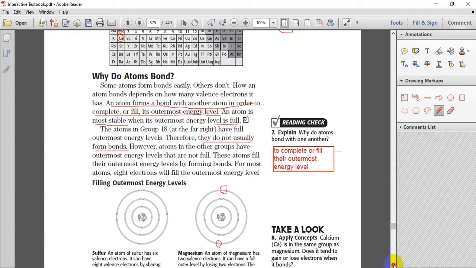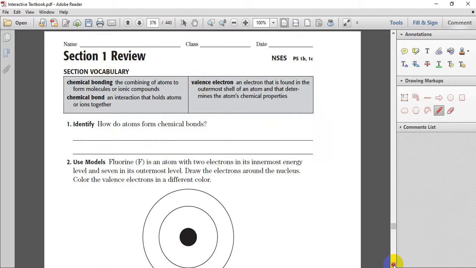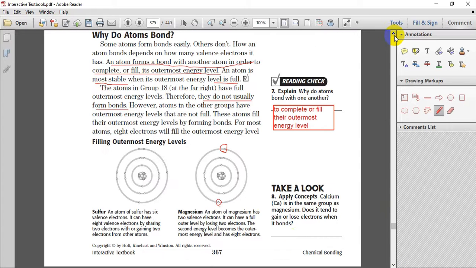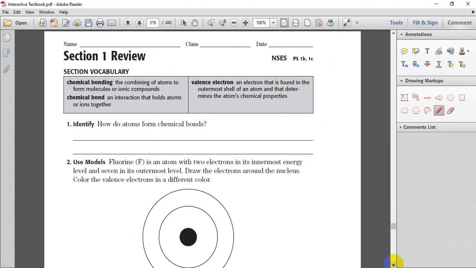So in this case, will calcium lose or gain the 2 electrons? Which one is easier? To lose 2 electrons or gain 6 electrons? Of course, to lose the 2 electrons is easier. So we will choose lose electrons when they bond, because losing the 2 electrons is easier than gaining 6 electrons to complete its outer energy level. Okay, so now we will solve the next page.